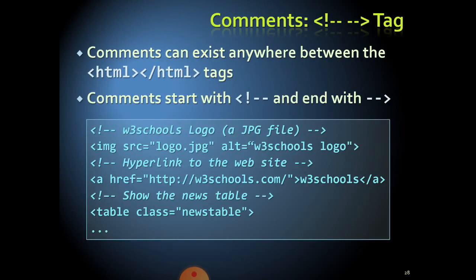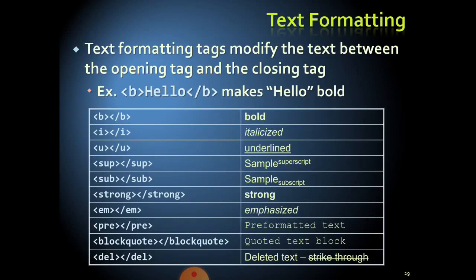And next, coming to the comment tag. Comments can exist anywhere between the HTML and /HTML tags, the opening and closing tags. Anywhere in a document we can have comment lines. Comments always start with an exclamation mark and end with an angle bracket. We can start with an opening angle bracket and exclamation mark, and end with a closing angle bracket. So these are the different comments. They can appear anywhere. With this, these are the different tags we are having.